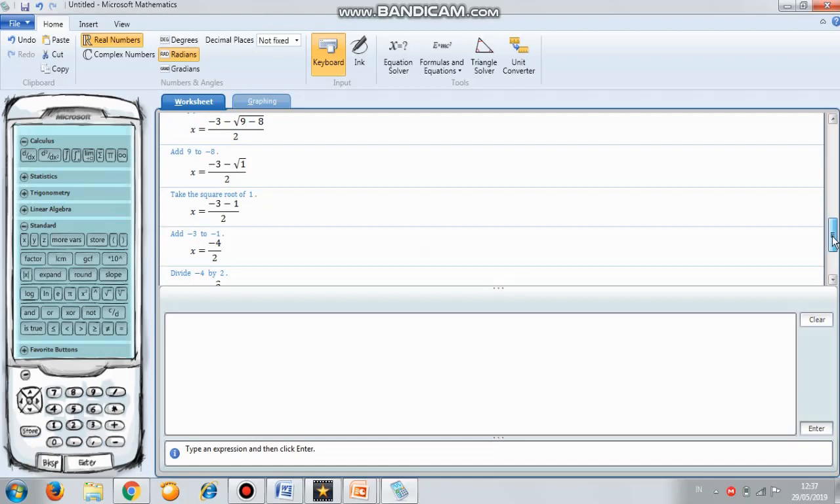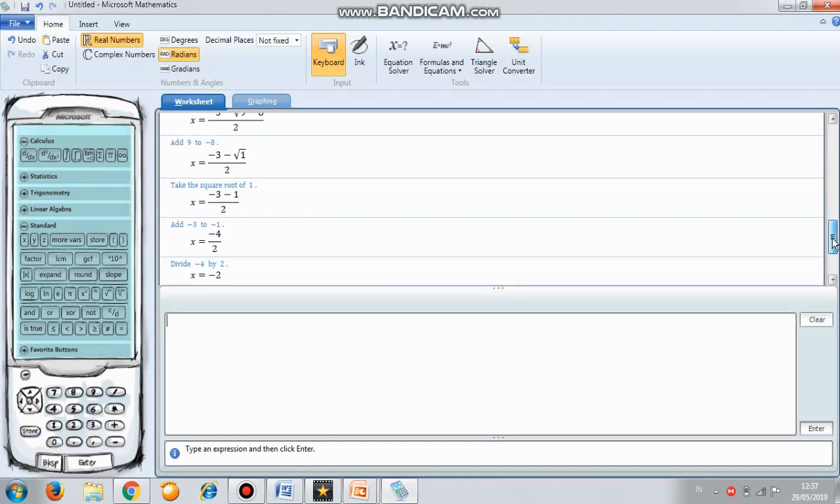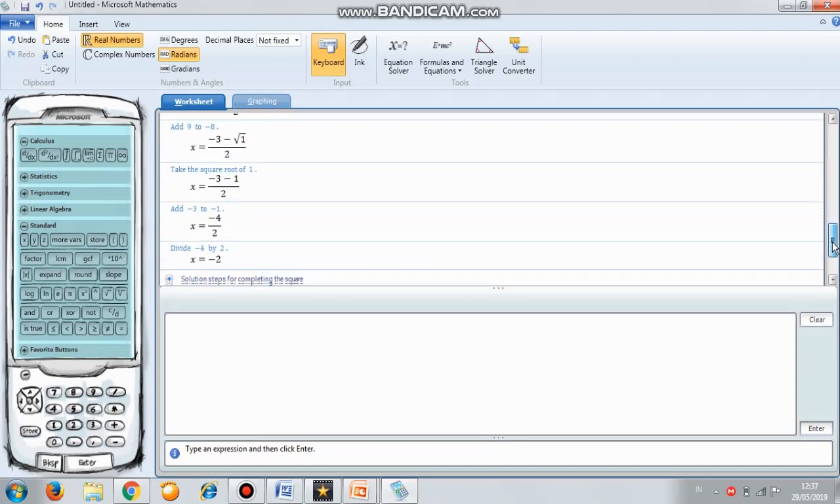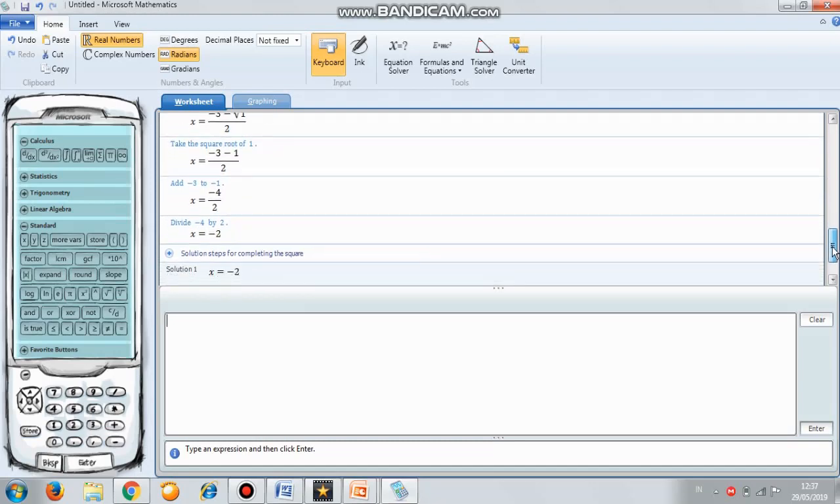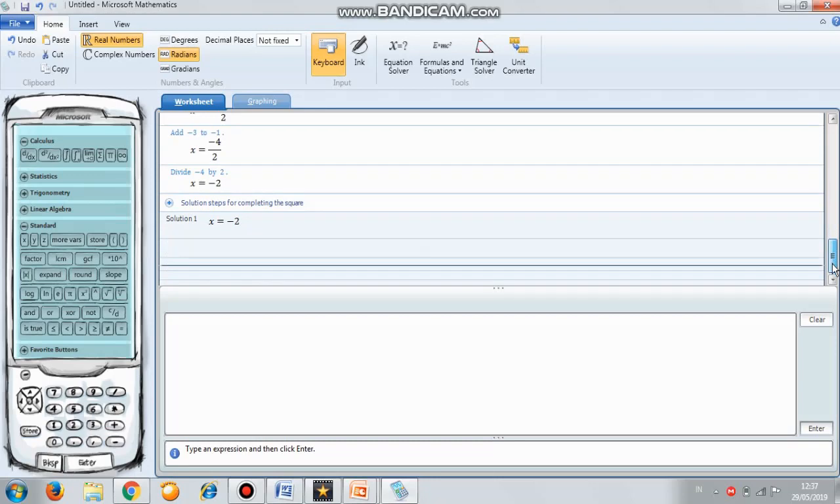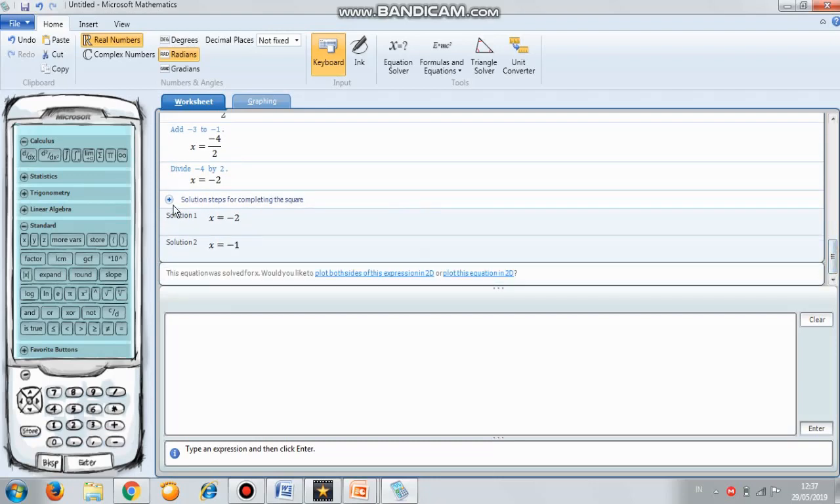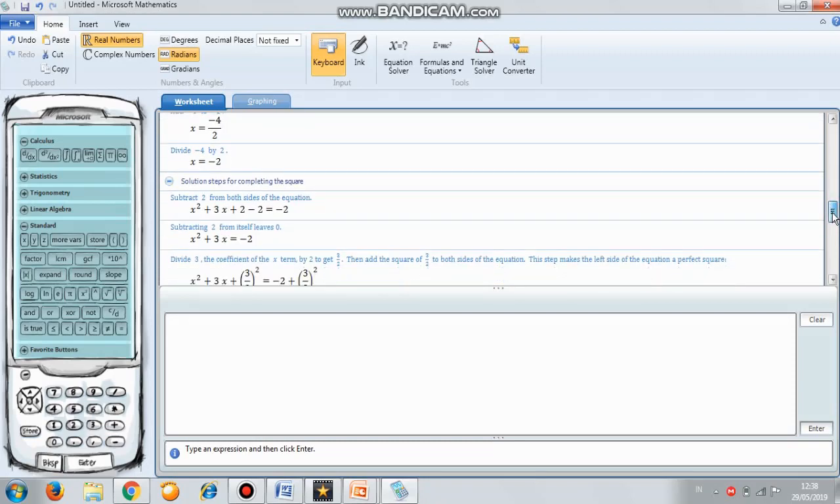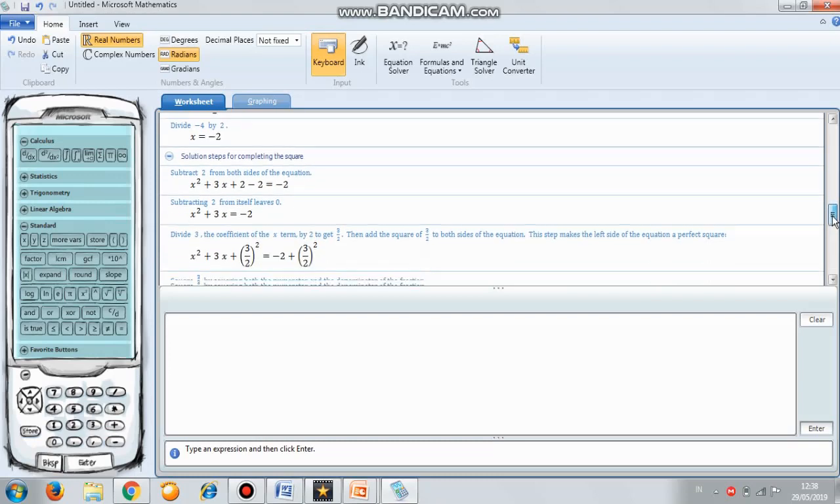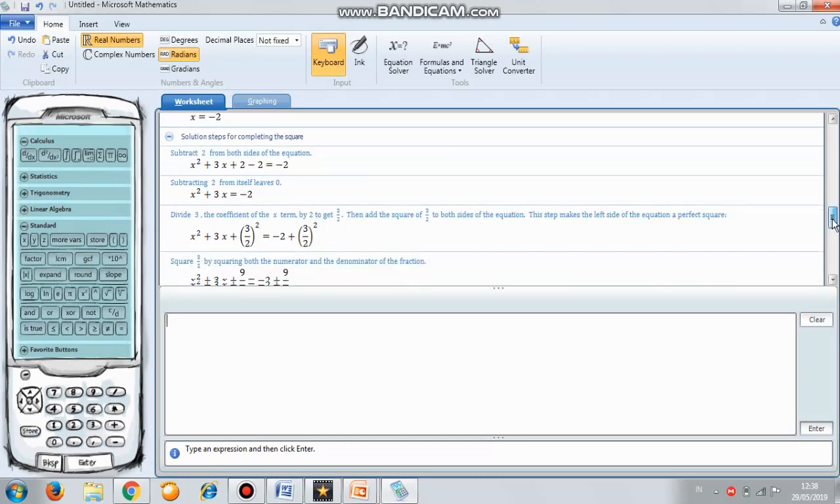The steps are written down one by one. And then the second is the solution step for completing the square. We can take a look. It will display the other solution, the other step to know the solution of the quadratic equation.